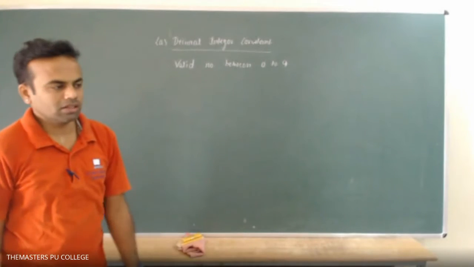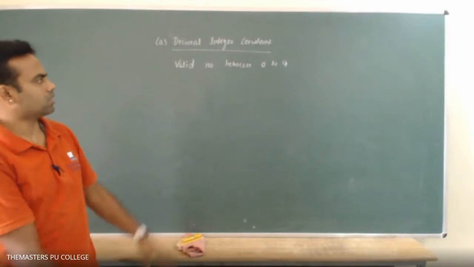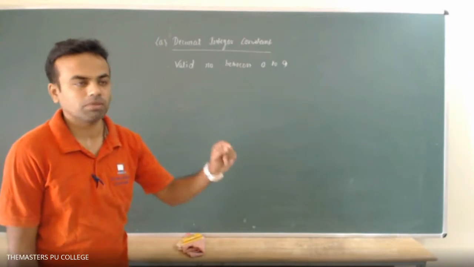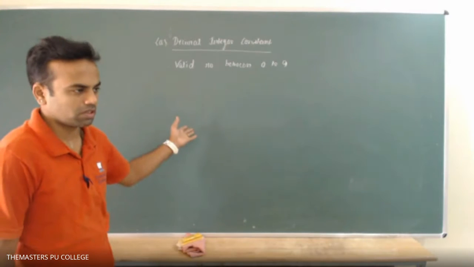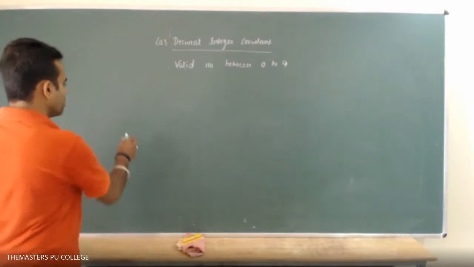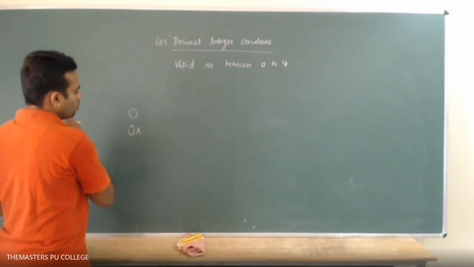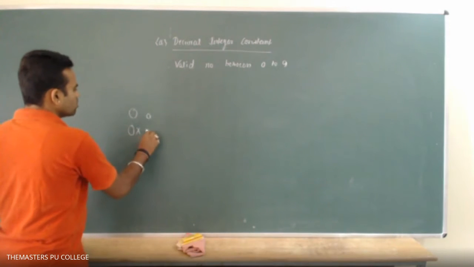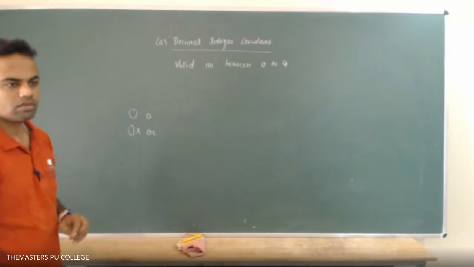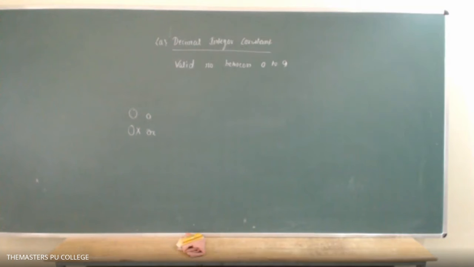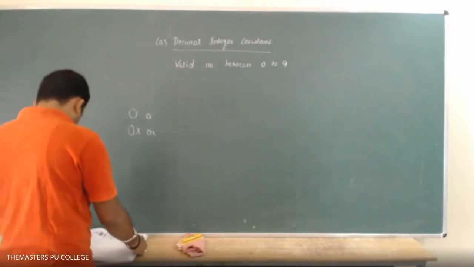So what are the characteristics of a decimal integer constant? Yesterday we wrote the example for decimal integer constant. And then octal will be represented with O, and hexadecimal will be represented with OX, or it may be small o or small x, whatever. An integer constant can have a valid number between 0 to 9.